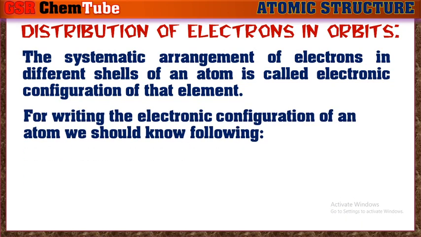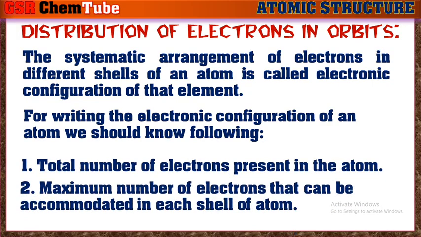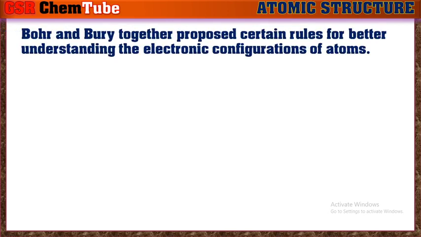For writing the electron configuration of an atom, we should know the following points. The first one is the total number of electrons present in that atom, and the second one is the maximum number of electrons that can be accommodated in each shell of that atom. For this, Bohr and Bury together proposed certain rules for better understanding the electron configurations of atoms. Let us see those rules here.